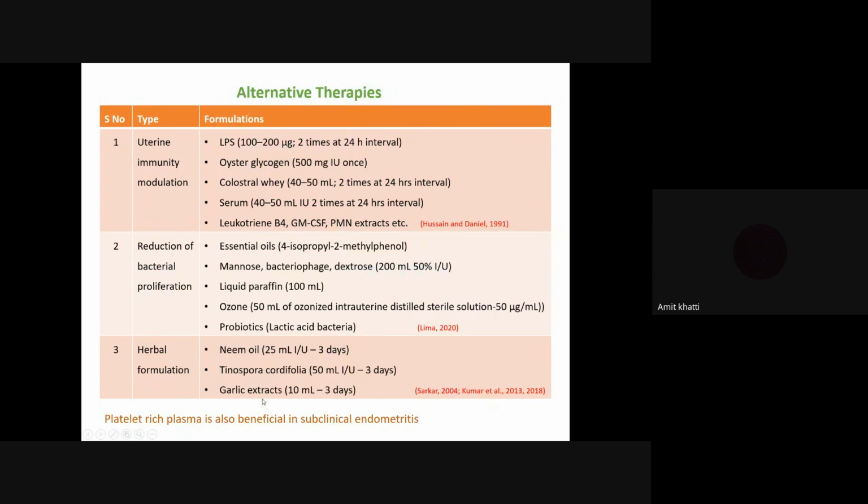However, the success rate is variable, and the most common hindrance in these alternative therapies is the availability and preparation of the agents, because all these ingredients we are discussing are not ready to use. Whatever antimicrobials we have in the market are all ready to use, so they are more convenient for us. That's why generally we go for antibiotics. But if someone is interested, then these things can also be tried. And platelet rich plasma is also very beneficial to treat subclinical endometritis.